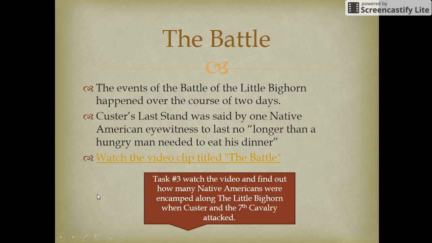The battle itself. So this task is going to deal with what happened and what took place during the battle. You're going to watch the video clip titled The Battle, and your task is going to be, after watching the video, find out how many Native Americans were encamped along the Little Bighorn River when Custer and the 7th Cavalry attacked.